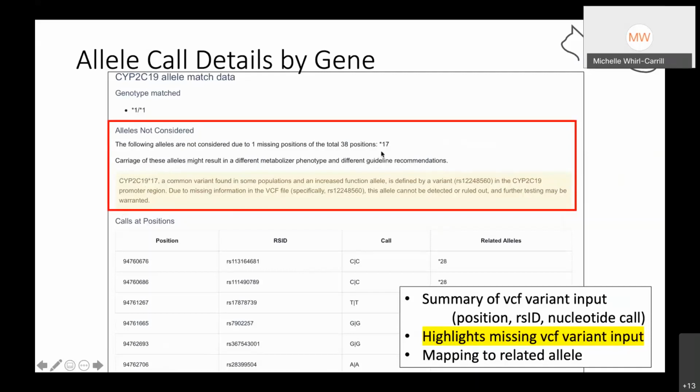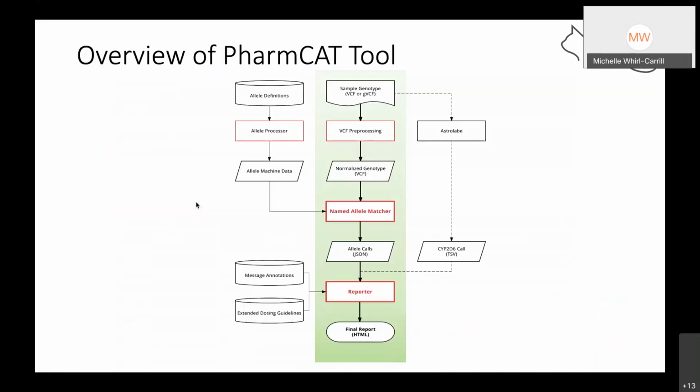We didn't have access to that star 17 SNP that I said was upstream that caused an increased function. If you're doing exomes, you'll miss that star 17 in CYP2C19. So we give a warning, hey, star 17 wasn't there. Therefore, we're saying that your patient is a star 1 normal metabolizer. However, we couldn't tell you they might be a rapid metabolizer, but we couldn't determine that because that variant was missing from your data set. This is just an overview of the schema of PharmCAT.